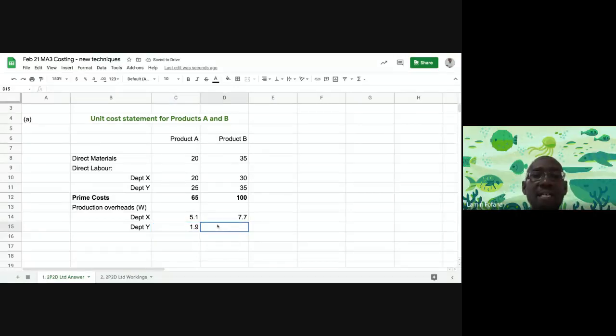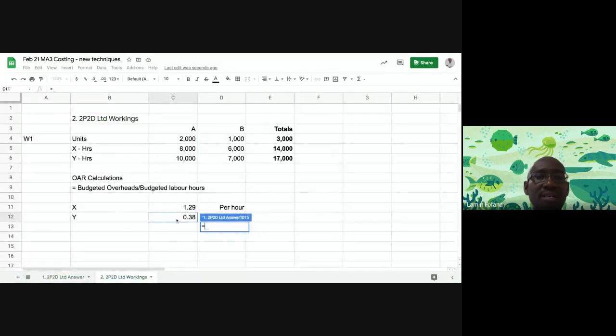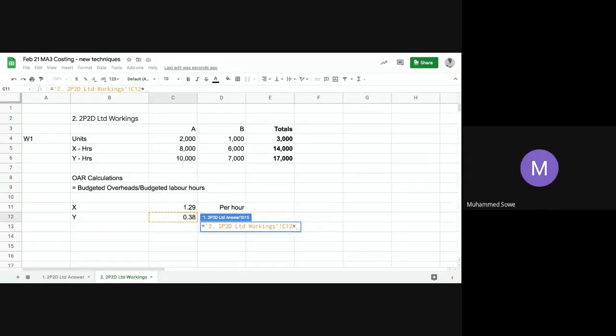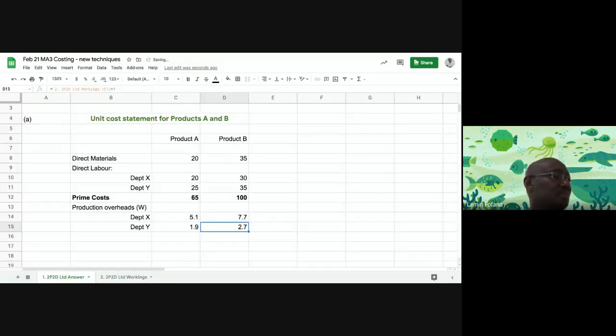Okay. And the last but not the least, we say equals. We click on this. Okay. C12 multiplied by what? 7. Okay. So these are our overheads under each of the departments. Is that clear?